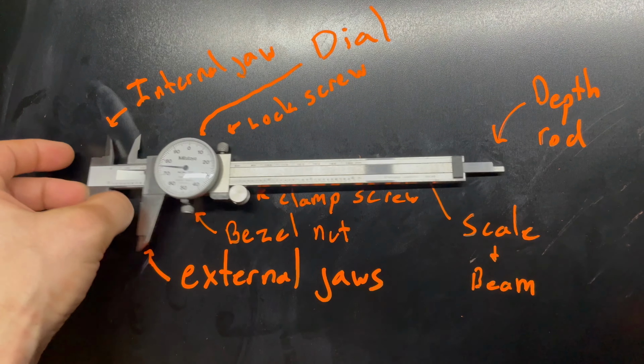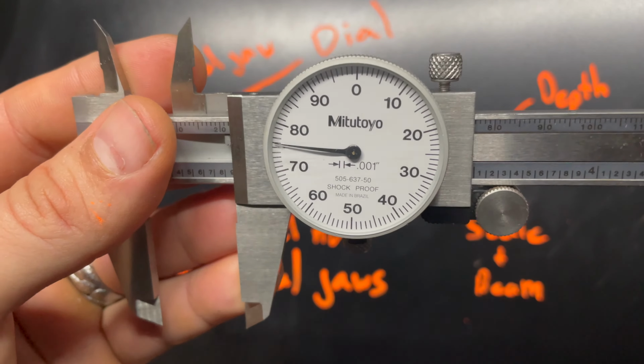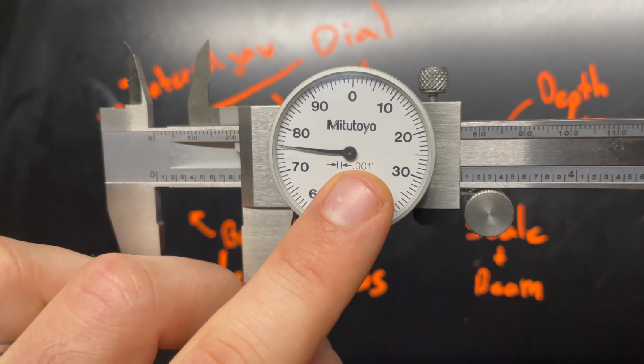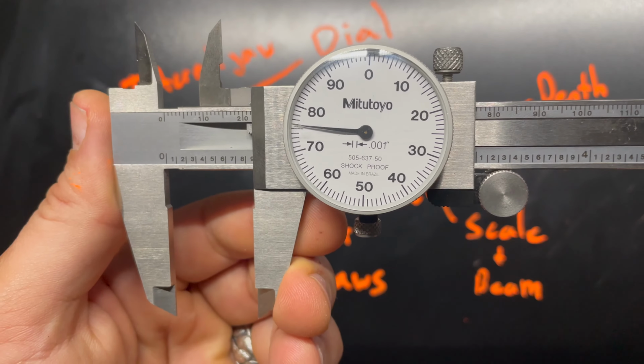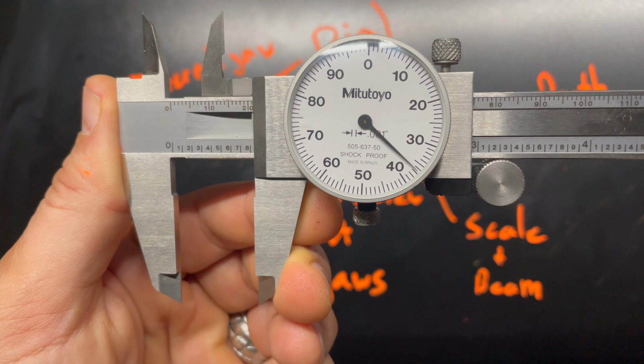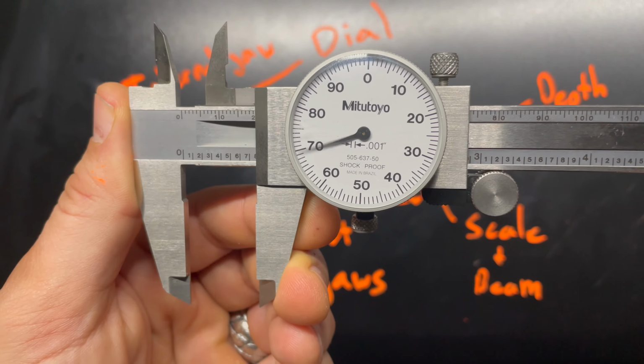If you're ever wondering what divisions are on your dial head, remember, every dial head will tell you what the divisions are. In this case, 0.001 inches. Okay, so every dial should tell you what each tick mark or division or graduation is in the dial.